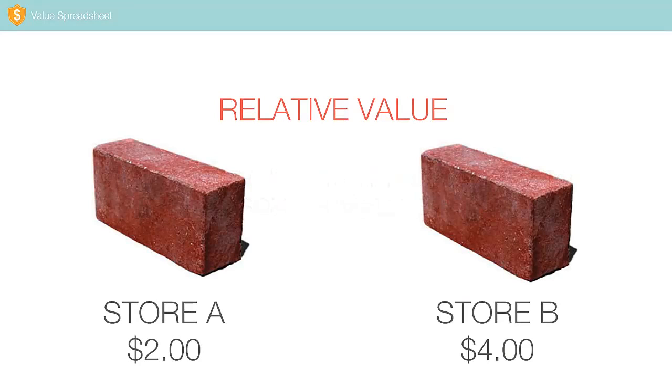So if a certain type of brick costs $2 in store A and the same type of brick costs $4 in store B, the bricks in store A are relatively cheap. They offer a higher relative value because you get more bricks per dollar you spend compared to the bricks in store B. For companies trading on the stock market, the same logic applies.